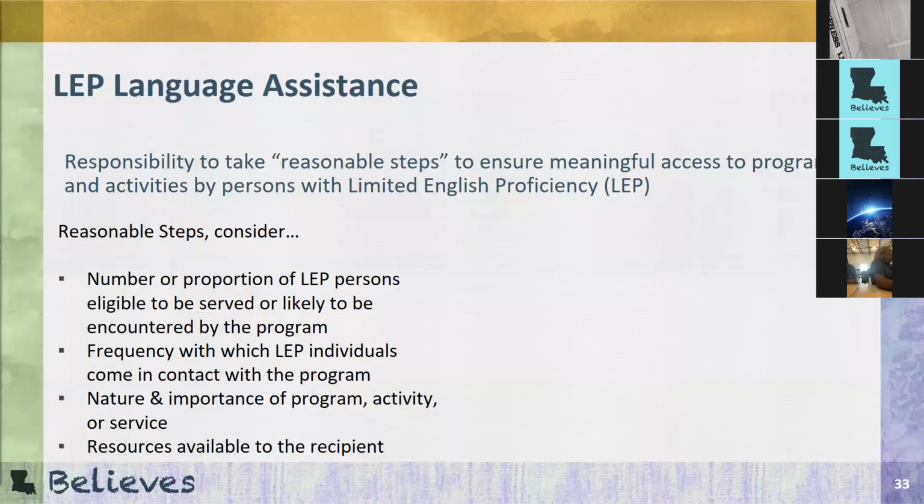Reasonable steps would include an evaluation of the following factors: the number or proportion of LEP persons eligible to be served or likely to be encountered by the program, the frequency with which LEP individuals come in contact with the program, the nature and importance of the program, activity, or service provided by the program to people's lives, and the resources that are available and the costs to provide these services.